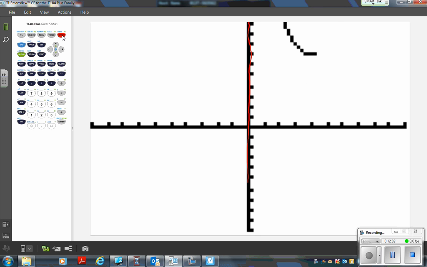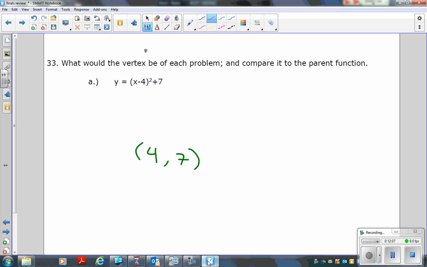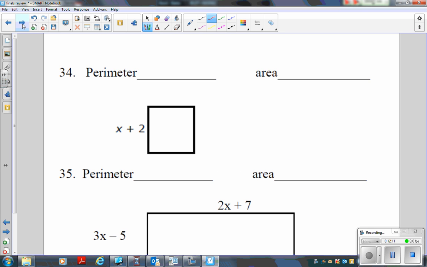Now, as you can tell, the vertex is right there. That's 4, 7. That's how you can find it a little easier. 34, as for the area, obviously this is a square, so this is x plus 2, this is x plus 2, x plus 2, x plus 2.